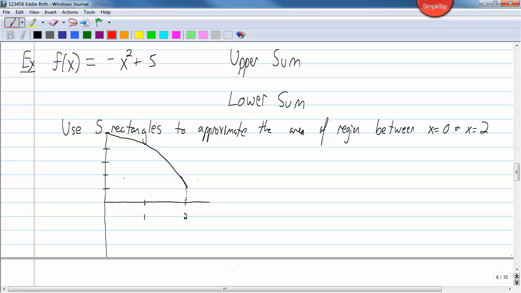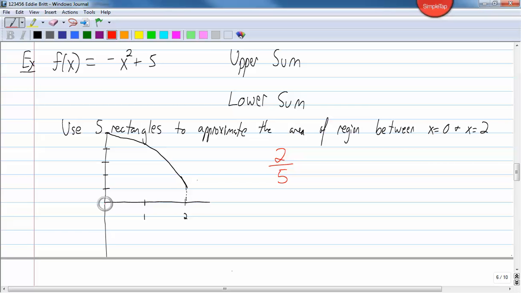Alright, so what would the width of each rectangle have to be if I want 5 rectangles? I have 2 units and I want to divide that into 5 pieces. So the width of each rectangle that I make is going to be 2/5.